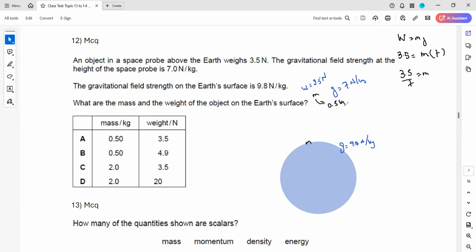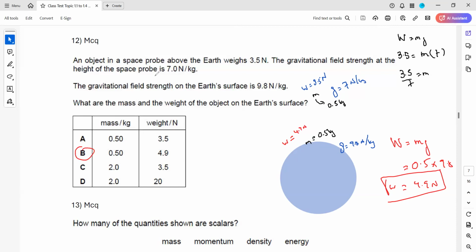So if the mass is 0.5 kg in the space probe, then what will the mass be on Earth? The mass will also be 0.5 kg because the mass of an object does not change. It remains the same. But weight changes depending on the gravity. If you need the weight on the Earth, weight is mass times the gravity. So 0.5 multiplied by 9.8. Half of 9.8 is 4.9 newtons. So the weight of the object on the Earth is 4.9 newtons, and the mass is 0.5 kg.